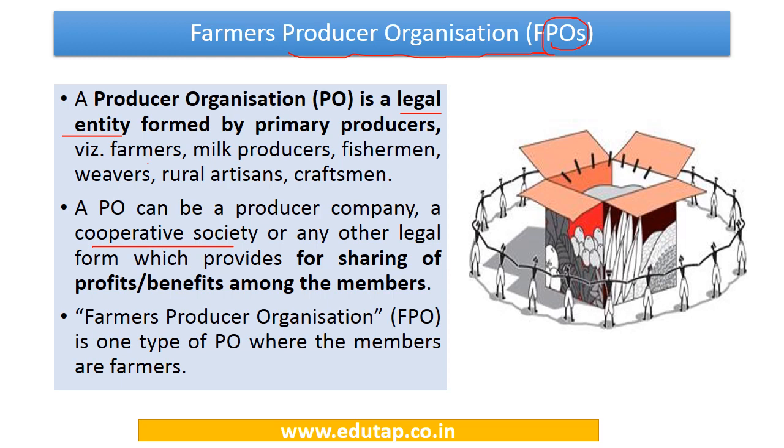So different farmers may come together for the purpose of pooling their resources, and any benefits which arise will be distributed among the farmers. So a farmer producer organization is one type of producer organization in which the members are farmers, and they have come together to make certain gains.